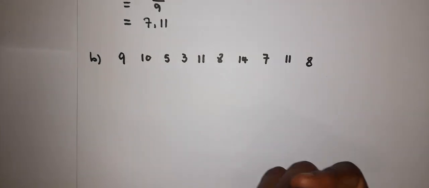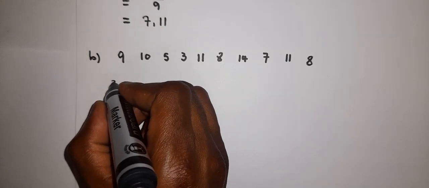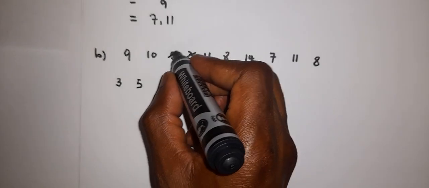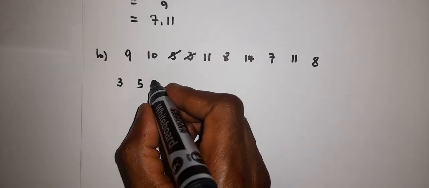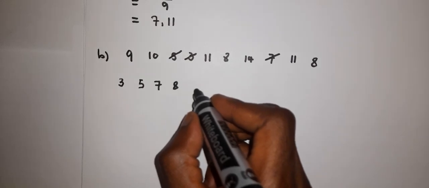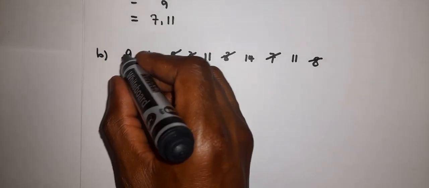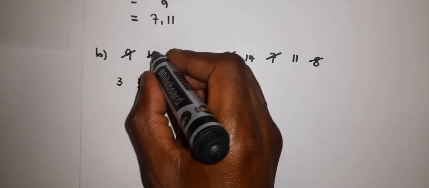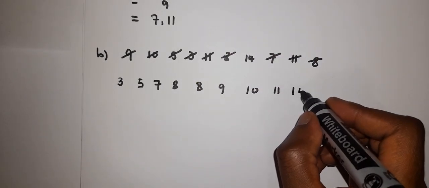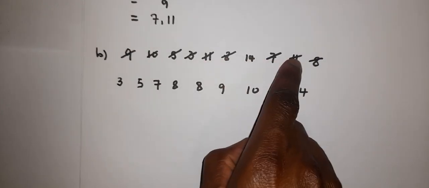Again, I did mention that any data that you get, you just arrange first. The smallest value that I see here would be a 3, followed by a 5, followed by a 7, that is followed by 2 8s, a 9, a 10, 2 11s, and lastly a 14. Again, just to check if I did not miss any value, 1 2 3 4 5 6 7 8 9 10 this time.